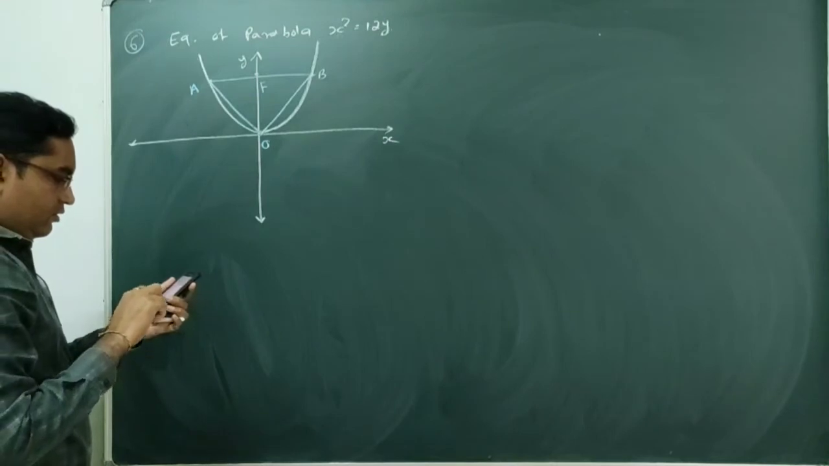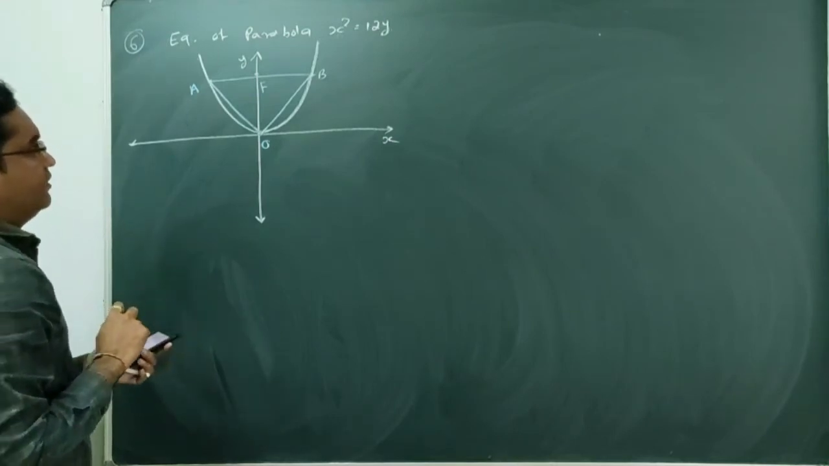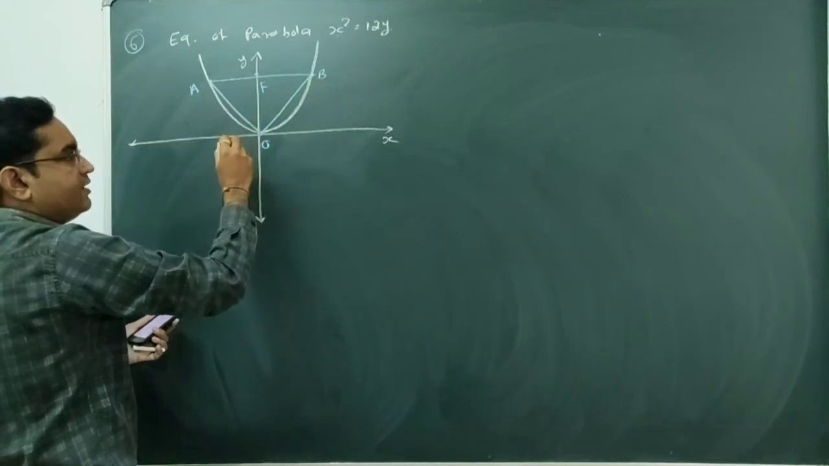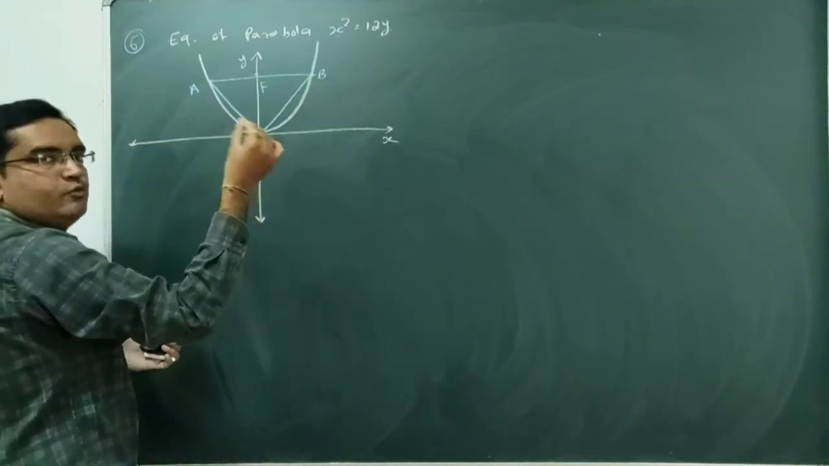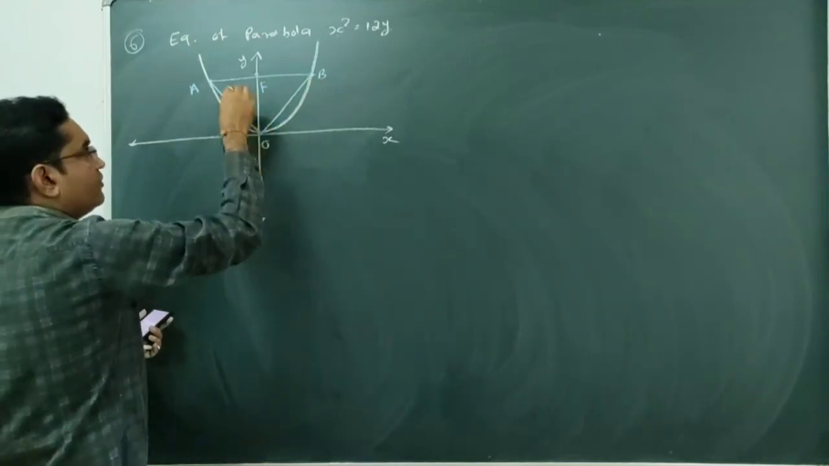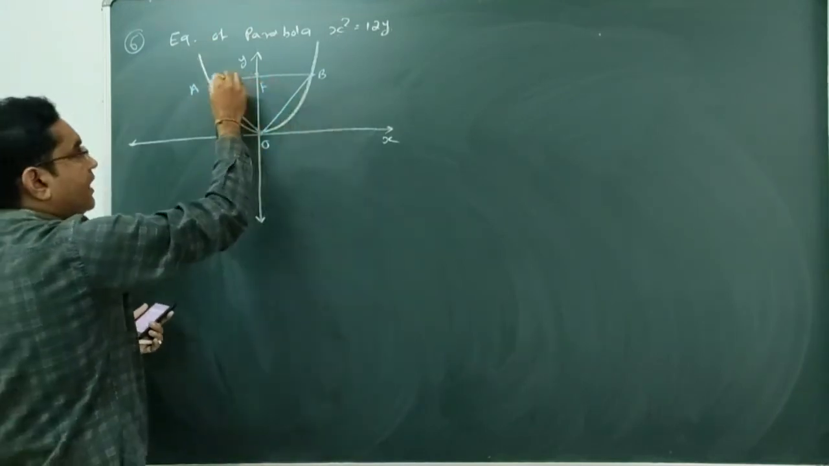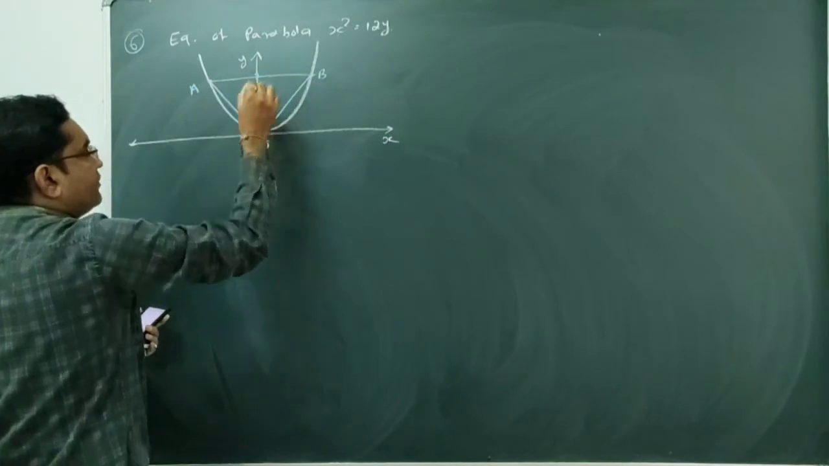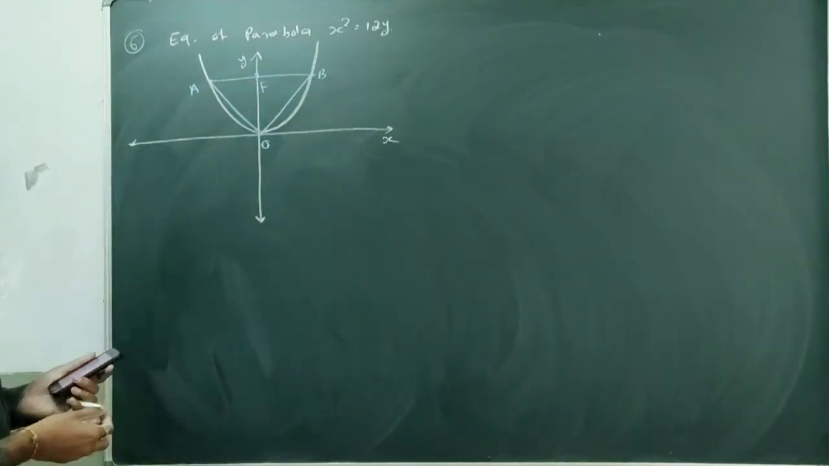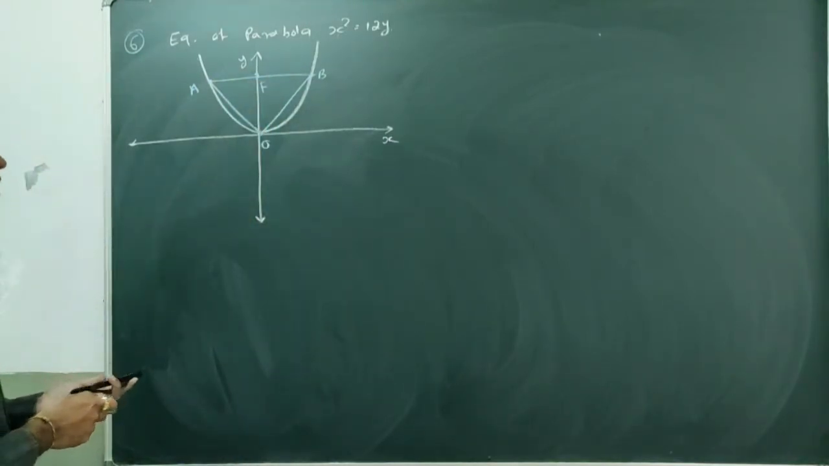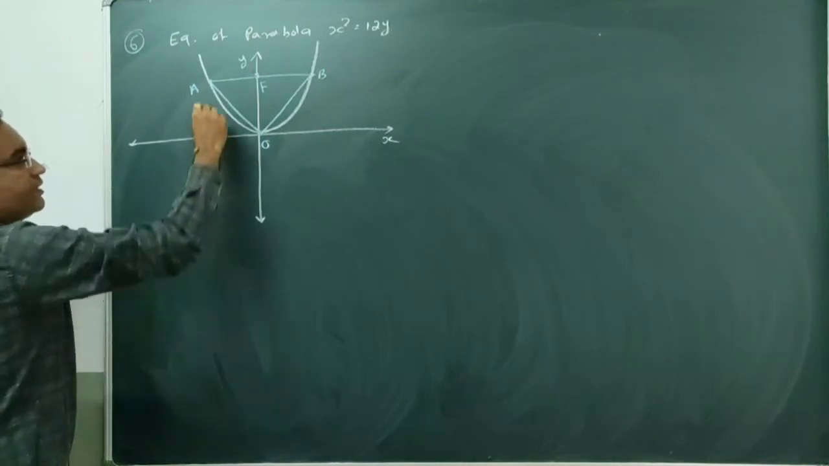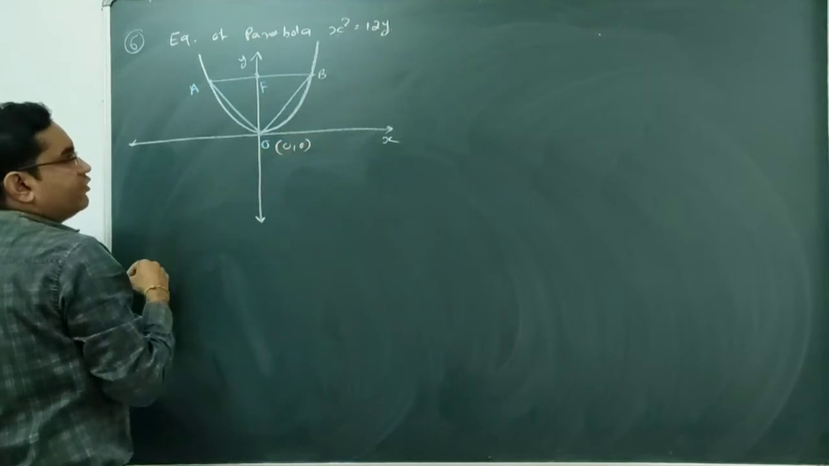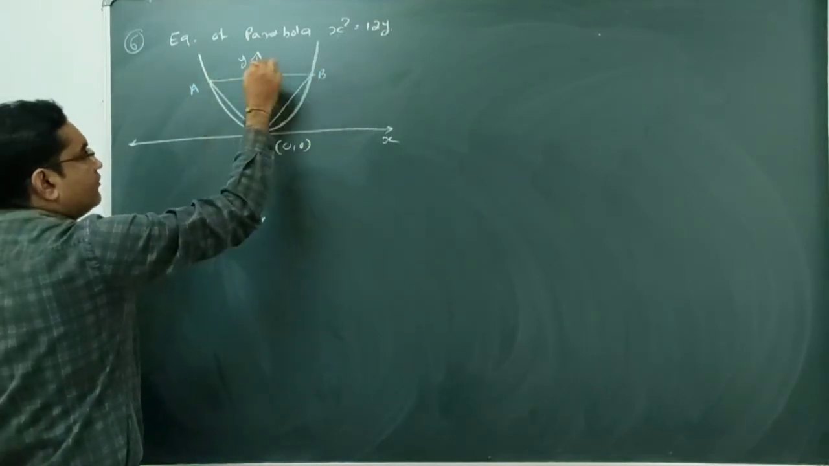Done. So we have to find the area of this triangle, formed by three points. Which three points? The vertex of this parabola and the endpoints of the latus rectum. So this is the latus rectum, passing through the focus of this parabola. So the equation of the parabola is given. Now we have to find its area. To find the area of this triangle, we will try to find the coordinates of these vertices.